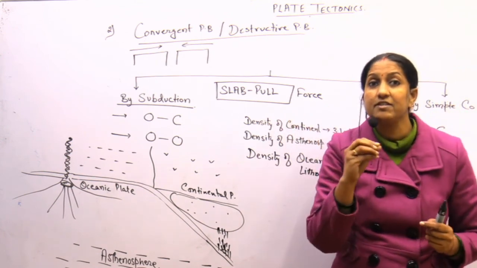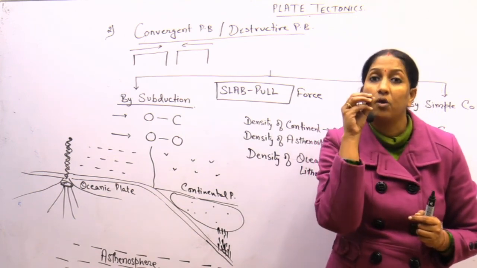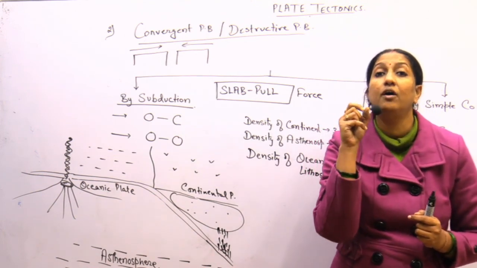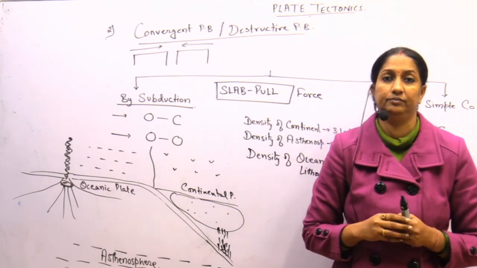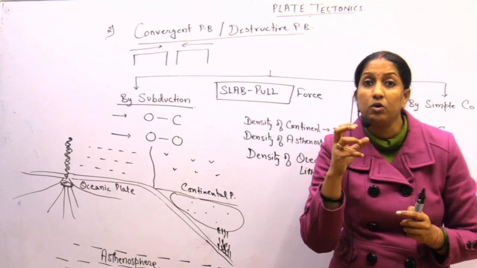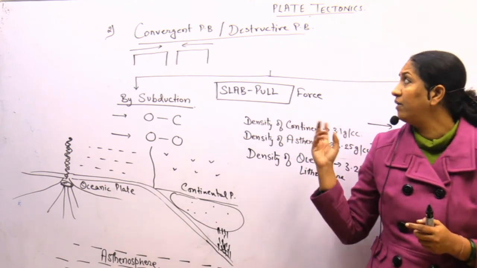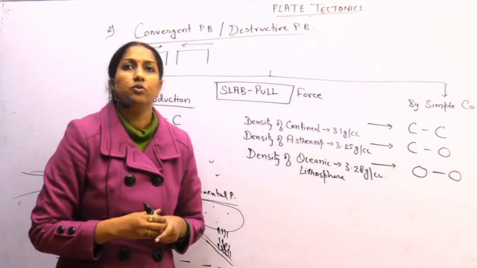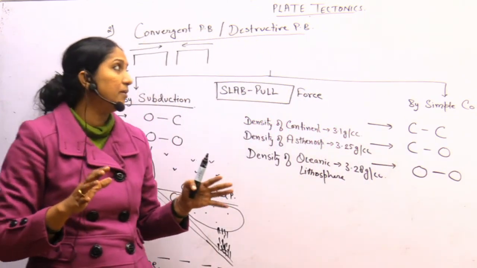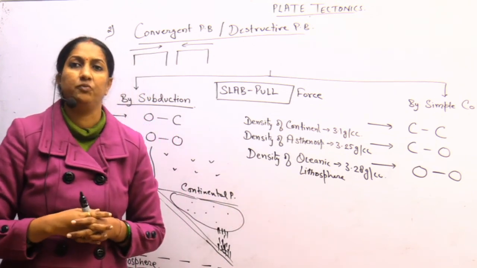This is the main driving force that is mainly responsible for the subduction of the older part of the oceanic plate. Hope this is clear. What is slab pull force? So again, convergent plate boundary. Again, the topic is very big. Till now, we have covered the major segment. We will continue this topic in our next video.